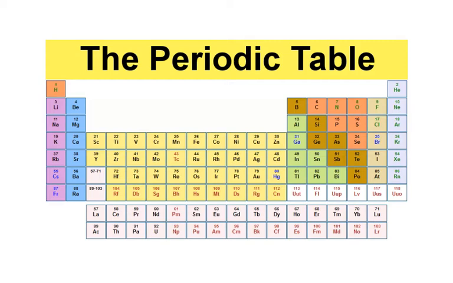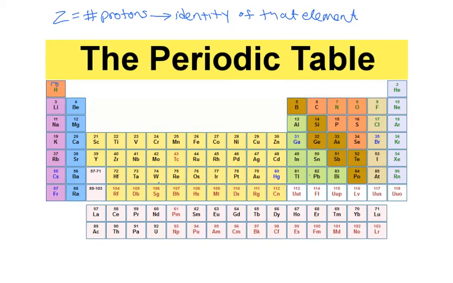Now, the most important thing that you need to know is the number of protons defines that element. So the number of protons, which we will be given as Z, determines the identity of that element. So you will see this number on the top here of each symbol. You cannot change the number of protons without changing the identity of that element.